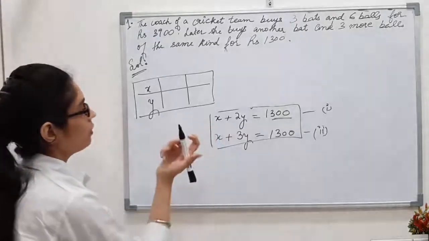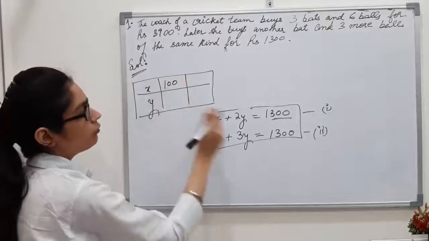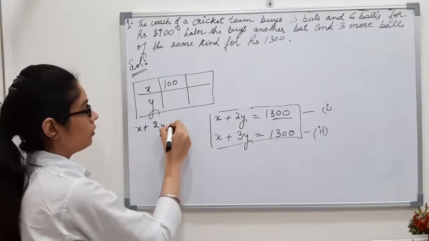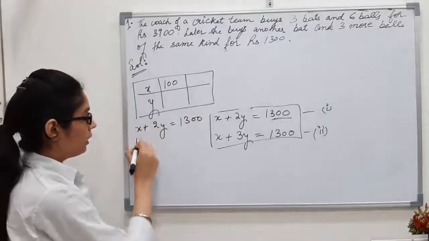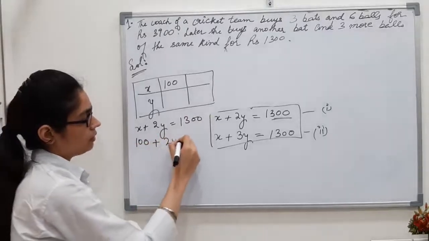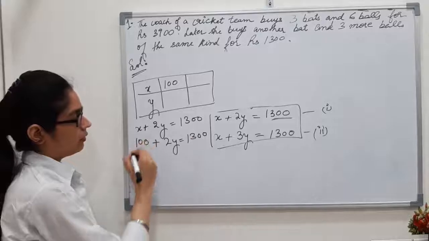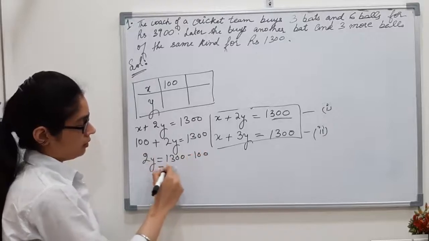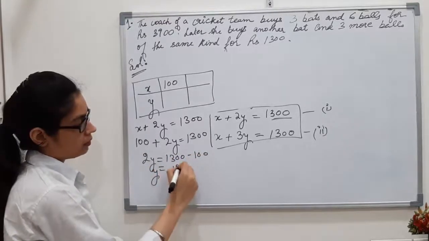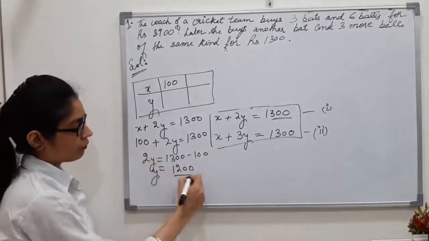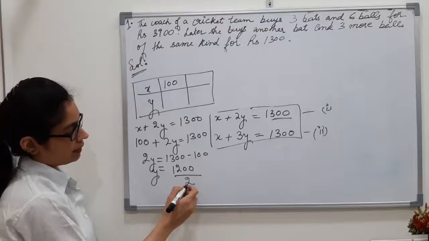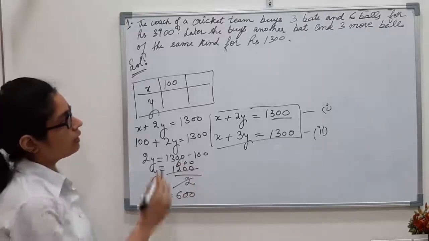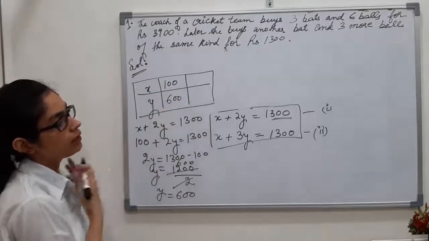Now first assume x is equal to 100. For the first equation we are doing now. If I am putting x equals 100, so what will I get? 100 plus 2y is equal to 1300. 100 I will shift to the other side. It will be 1300 minus 100, which will be 1200. This 2 will get multiplied on coming to this side. 2 1 is 2, 2 6 is 12, 2 zeros will come as this. So y will be 600. If my x is 100, y will be 600.